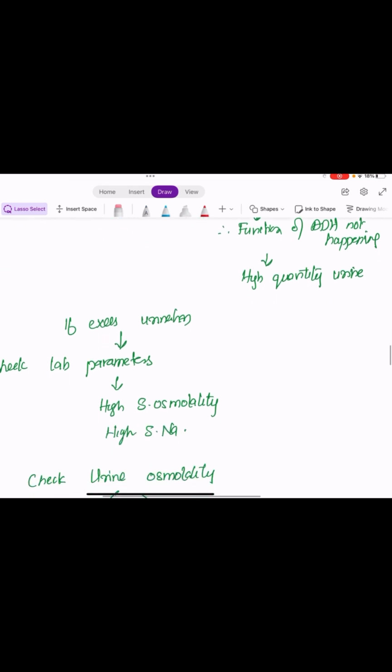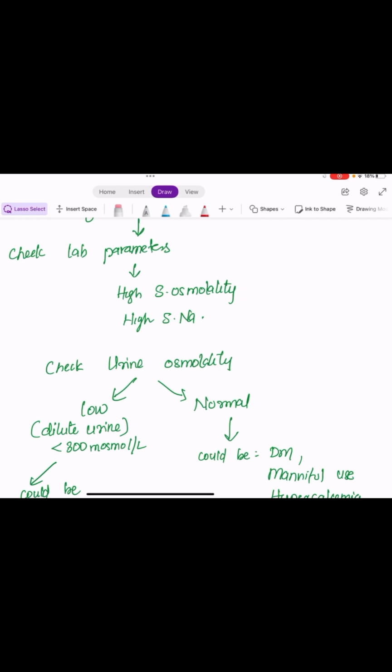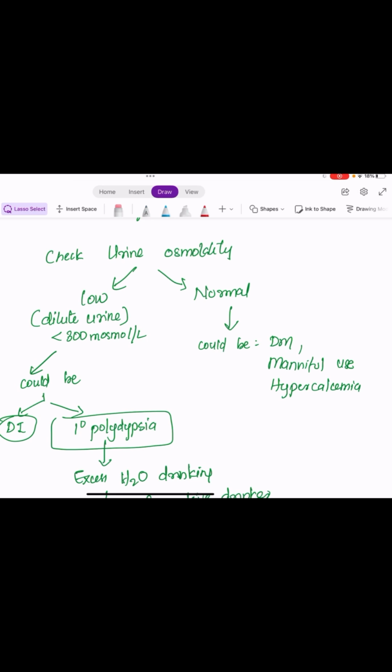If there is excess urination, we should check the lab parameters. On checking, we can see that there is high serum osmolality and high serum sodium levels. In such cases, we should check urine osmolality. On checking urine osmolality, we can see that it could be either low or normal. If it is low, it could be DI or primary polydipsia. If it is normal, the patient may be having diabetes, or be on mannitol, or have hypercalcemia.